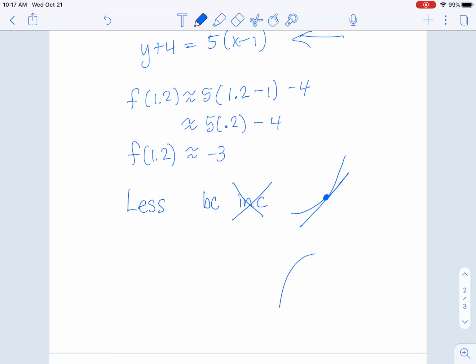If I'm increasing like this, you can see that my approximation would be above the actual function. Okay, so it would be over. All right, so it has to do with the concavity. So make a note of that: when they ask, is it an underestimate or is it an overestimate, we're going to say that this is under because it is concave up. So concavity determines this, not whether or not it's increasing or decreasing.